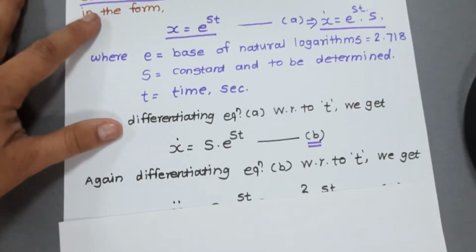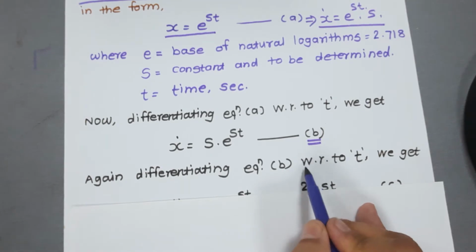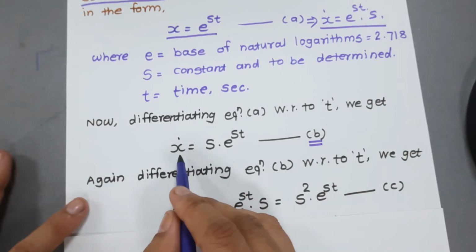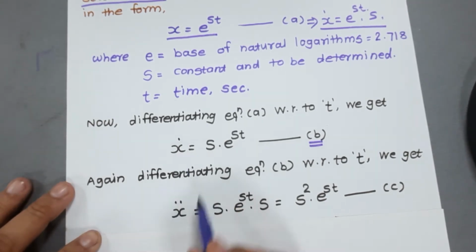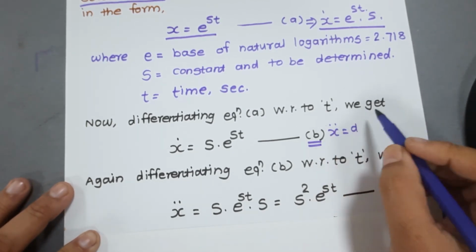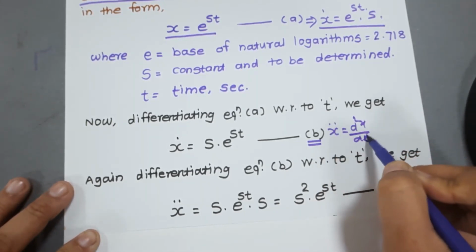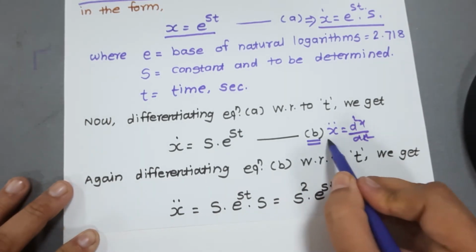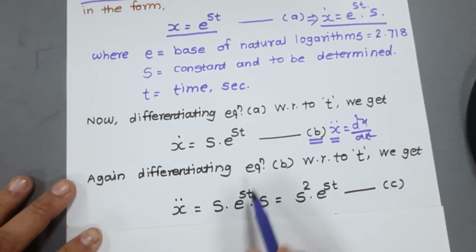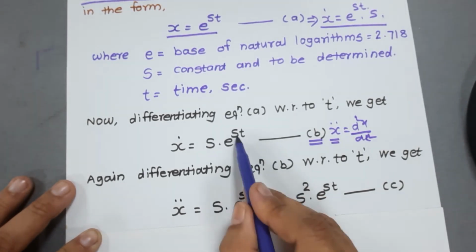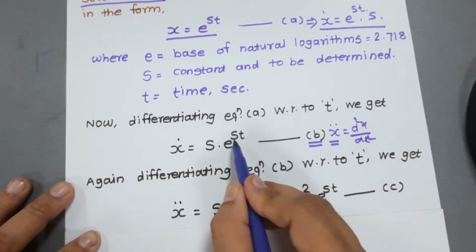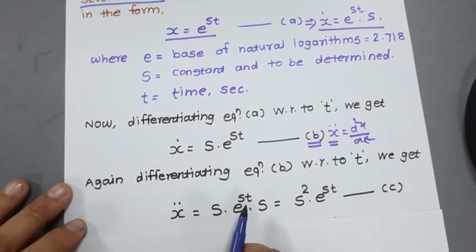Now further we will again differentiate this equation number B with respect to time. After differentiating x dot with respect to time, it is x double dot. So here x double dot is to be taken as d square x by dt square, is equal to, or we can replace this x double dot as e raised to st as it is, and the derivative of st will be s only, and dt upon dt is 1.